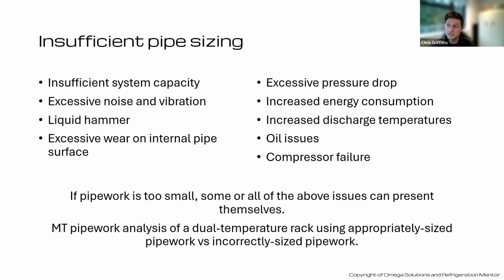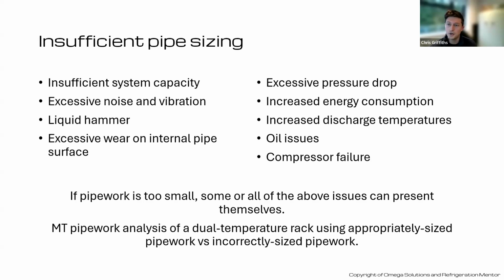So number one, insufficient system capacity. If we're not getting that mass flow through, we're not going to generate as much cooling as we actually need, and therefore we're not going to achieve temperature in our cabinets or our cold rooms. We're going to have excessive pressure drop, which, as we've already touched on, reduces our saturated suction temperature and leads to increased energy consumption in the compressors. That has a knock-on effect with increased discharge temperatures, and it may be a case of then your condenser's undersized, or your gas cooler in this case, particularly on an LT system.